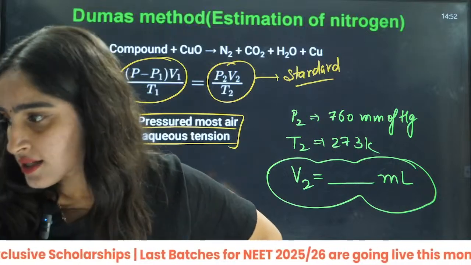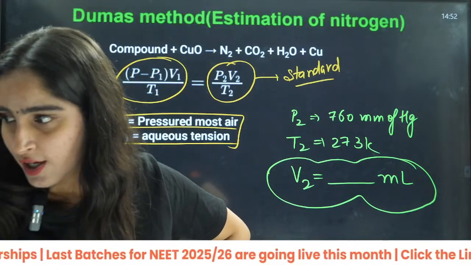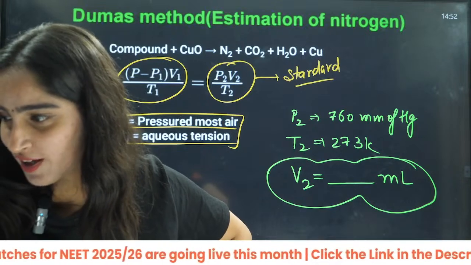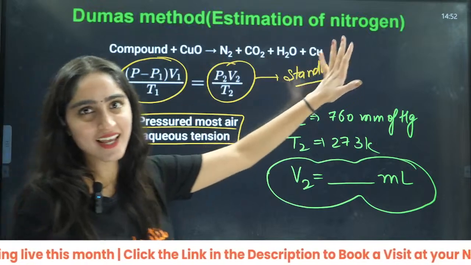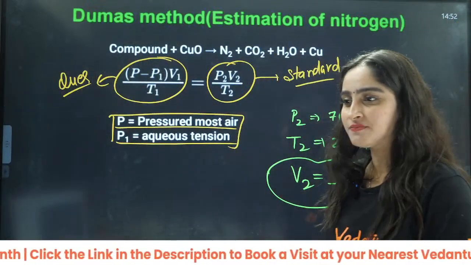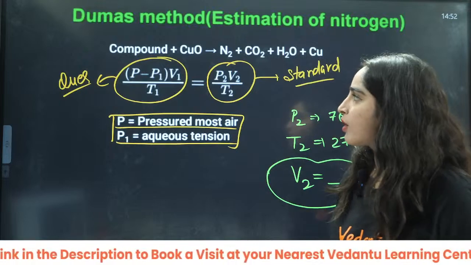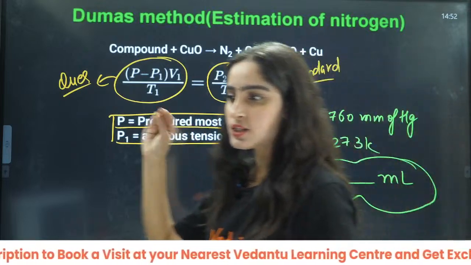Okay, ji? Chalo. Don't worry, Cap2 will also come in a few minutes. Okay, chalo. Understood this? Yes, beta? Shabash, everybody in the chat box. Clear? This is the Dumas method.